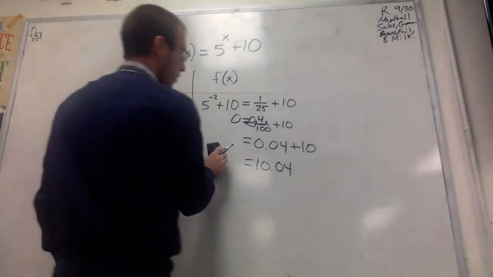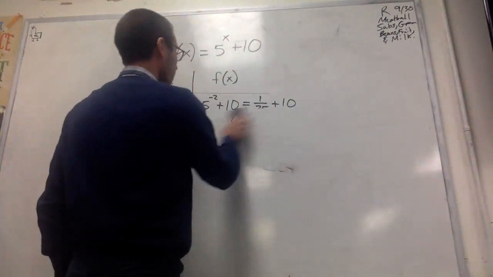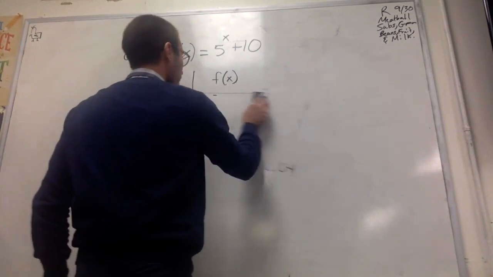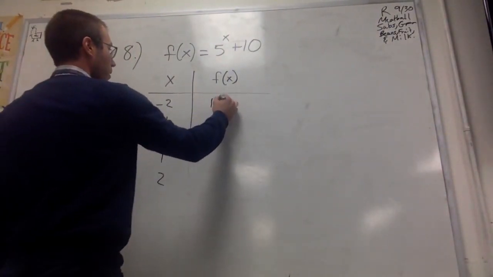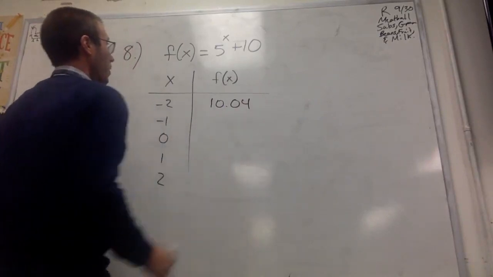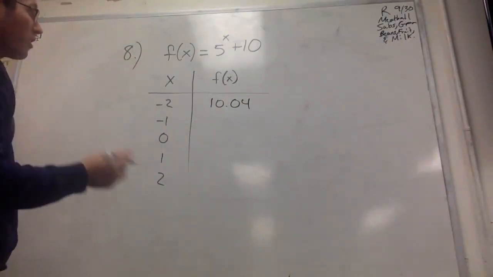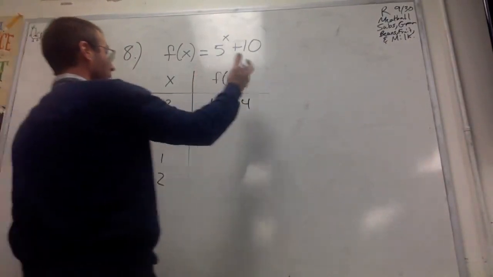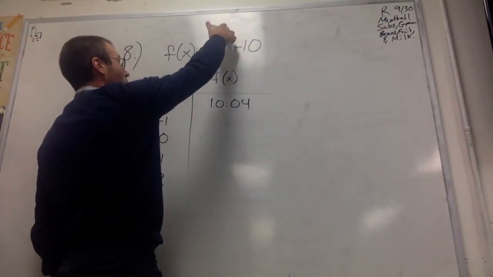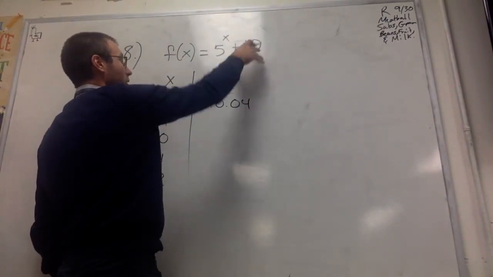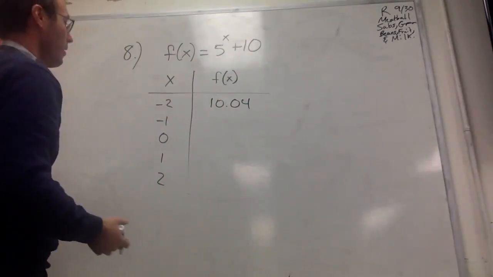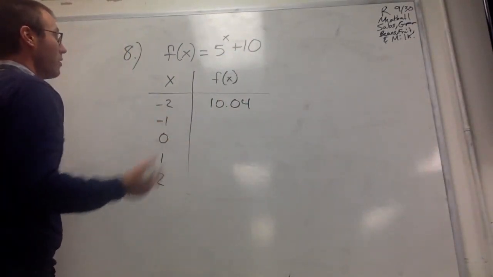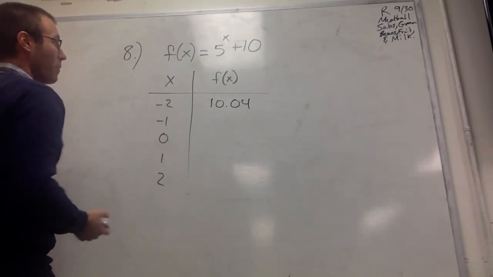So I'm going to erase all this. Here, 10.04 is the value it spits out, which kind of makes sense because as x becomes more and more negative, it's becoming closer and closer to 10, but it never quite hits it. It's actually really steep. Okay, at any rate.